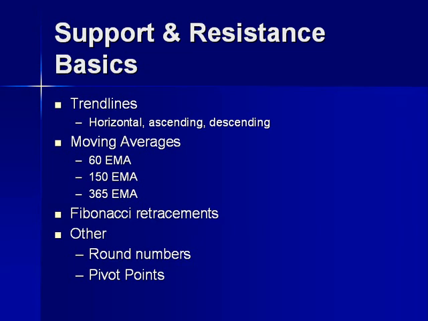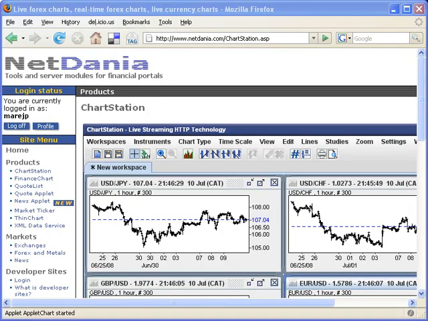You will see round numbers. Price tends to bounce around round numbers, and you also will get the pivot points and then a few other indicators as well. So without further ado, let's move on to a chart and see support and resistance in action. Okay, so let's get to the graphs.